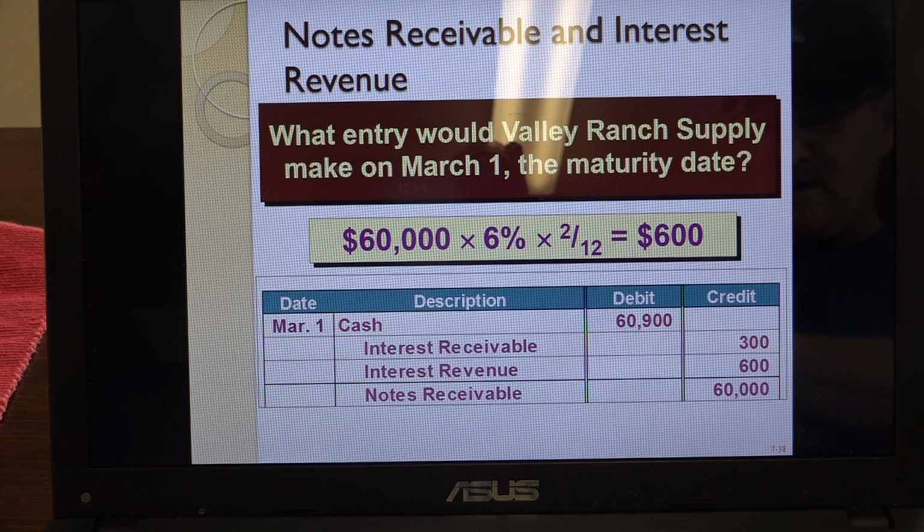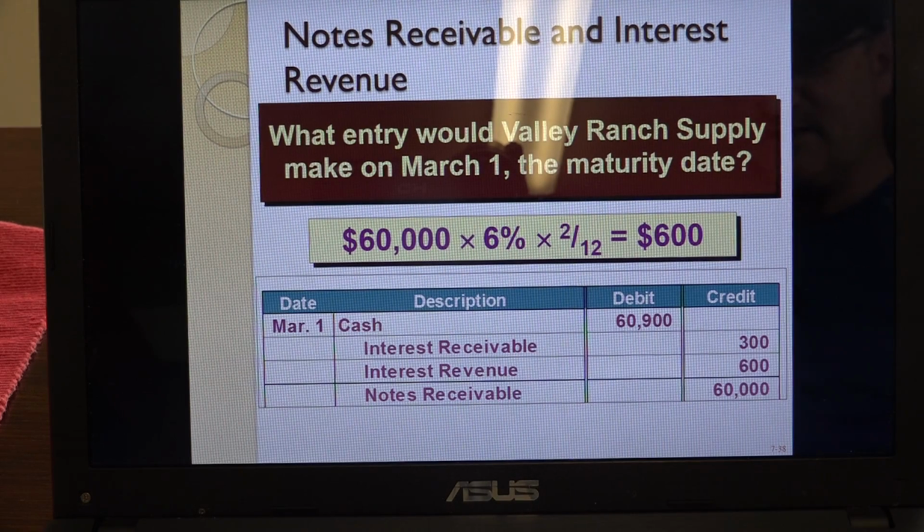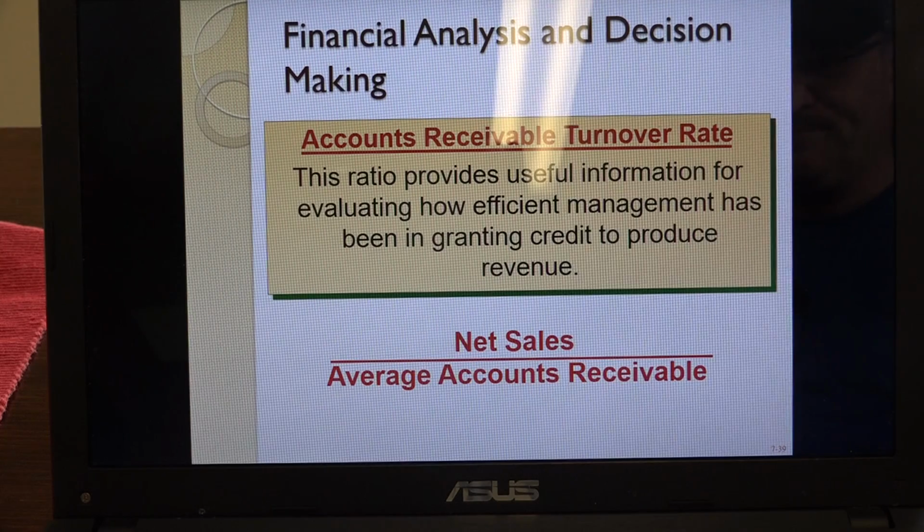You're going to recognize the payment of $60,900. You're going to reduce the interest receivable by crediting it for $300. You're going to book the additional 2 months interest revenue for $600. And of course, you're going to back out your note receivable by crediting note receivable for $60,000. All right.